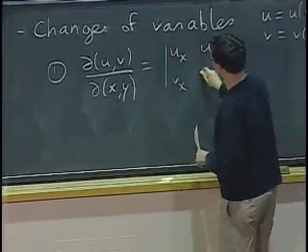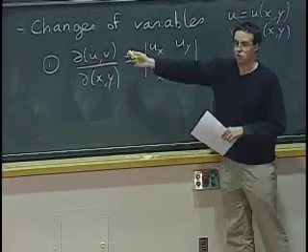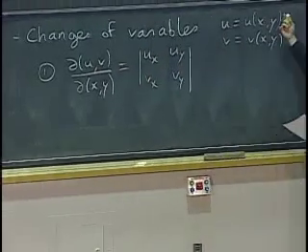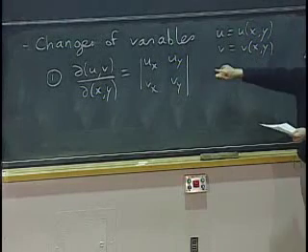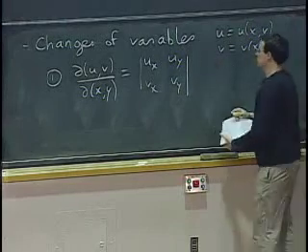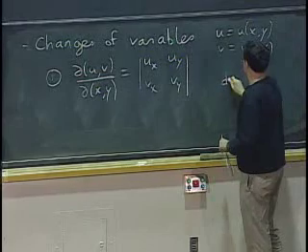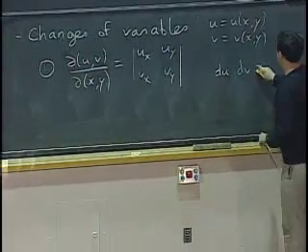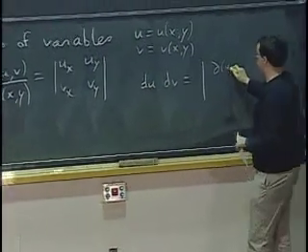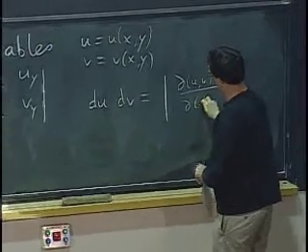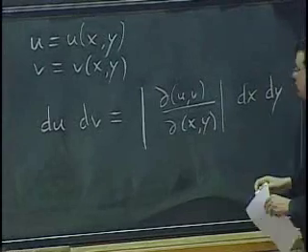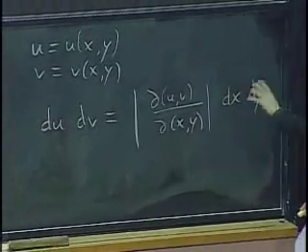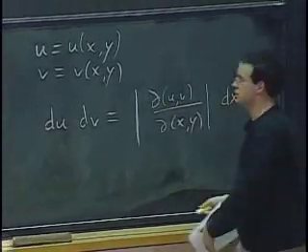You can choose to do either this Jacobian or the inverse one, depending on what's easiest given what you're given. You don't have to worry about solving for things the other way around. Just compute one of these Jacobians. And then the rule is that du dv is the absolute value of the Jacobian times dx dy. So that takes care of how to convert dx dy into du dv.